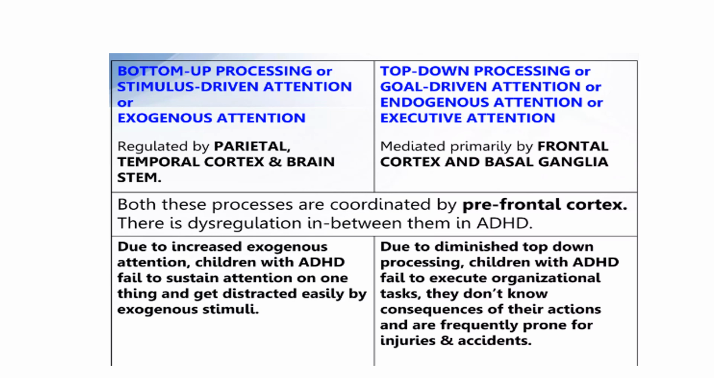Both these processes are coordinated by the prefrontal cortex. There is dysregulation between them which causes ADHD. If there's dysregulation from the bottom-up approach due to increased exogenous attention, children with ADHD fail to sustain attention on one thing and get distracted easily by exogenous stimuli. Due to diminished top-down processing, children with ADHD fail to execute organizational tasks. They don't know the consequences of their actions and are frequently prone to injuries and accidents.